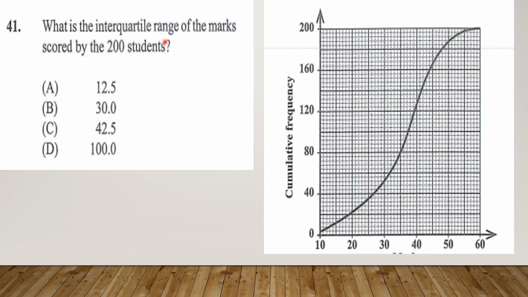What is the interquartile range of the marks scored by the 200 students? And we're using the same cumulative frequency curve. So the interquartile range is Q3 minus Q1. And Q3 is 3 over 4, so we're going to find 3 over 4 of 200. Q1 is a quarter, so we find a quarter of 200. That is 50. And this is 150.